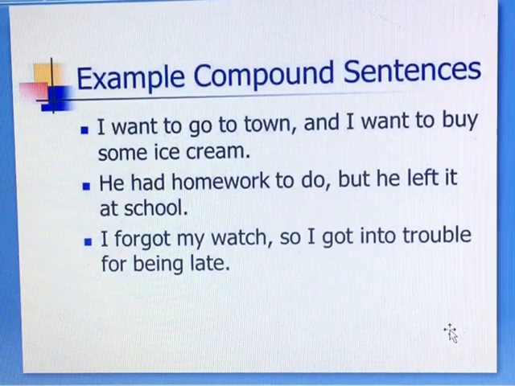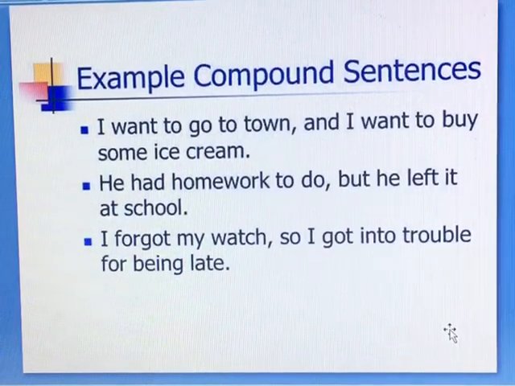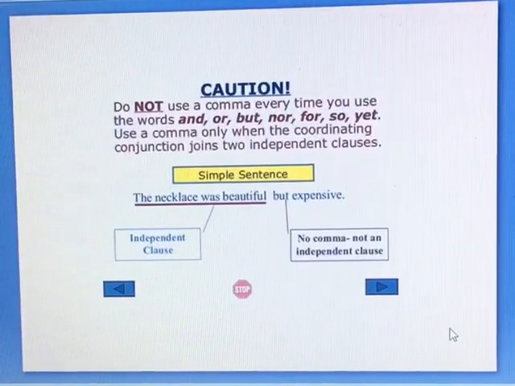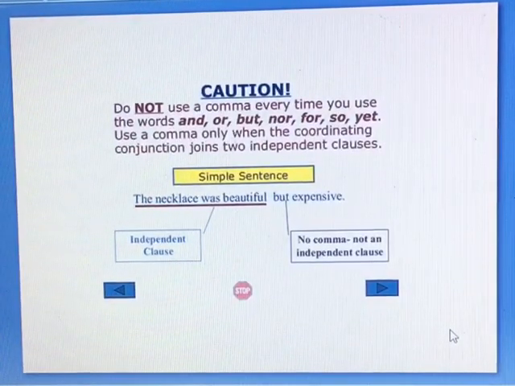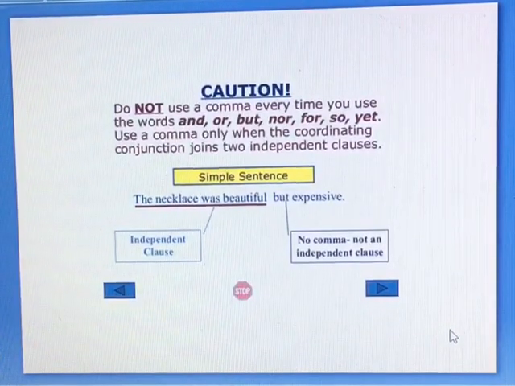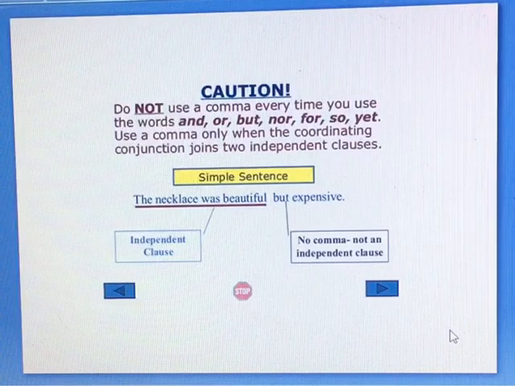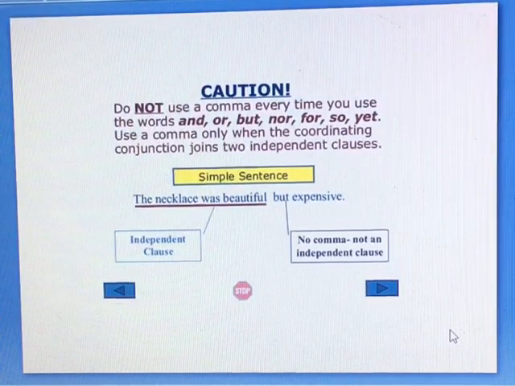We use a comma before the coordinating conjunction. But caution, pay attention. Do not use a comma every time you use the words and, or, but, nor, for, so, or yet. Use a comma only when the coordinating conjunction joins two independent clauses.